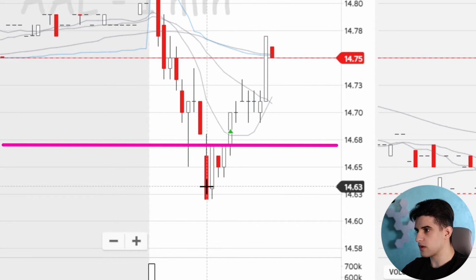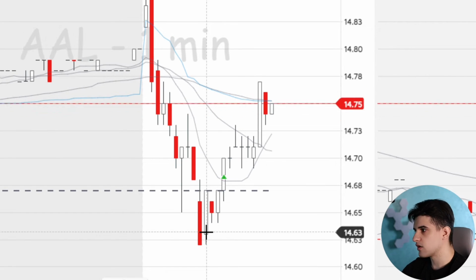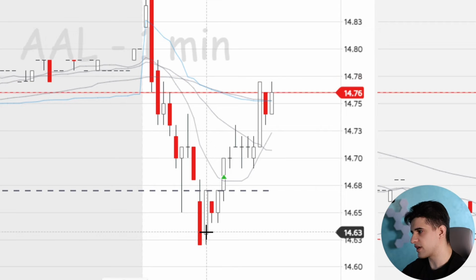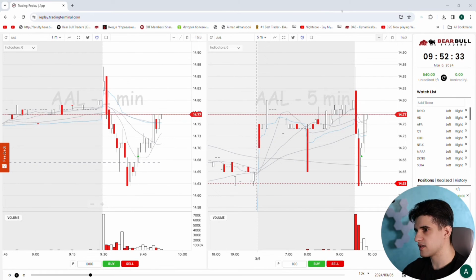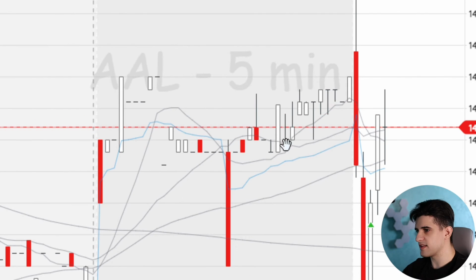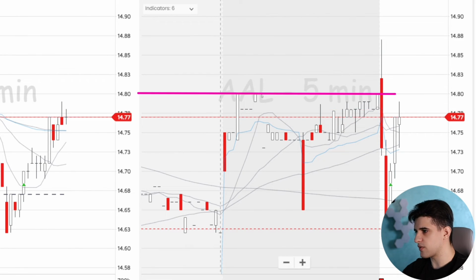Regarding targets, what would be our target? You could use one of the two. Either start taking partials around strong key levels or take partials around the average true range. I try to combine both. My final target is the average true range, but I obviously want to lock in some profits as the trade progresses. The first resistance on our way is this one.